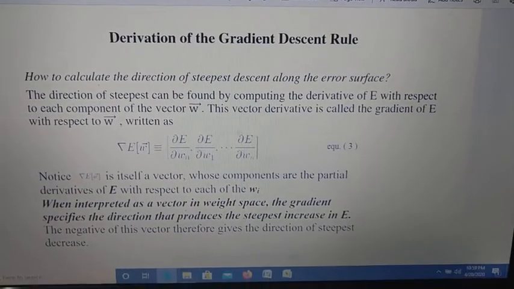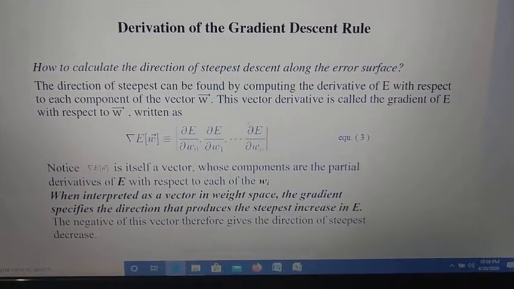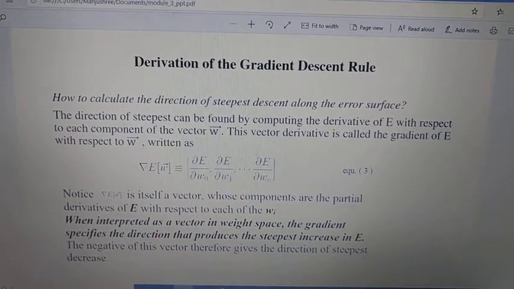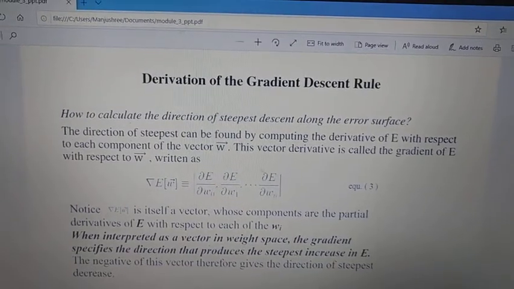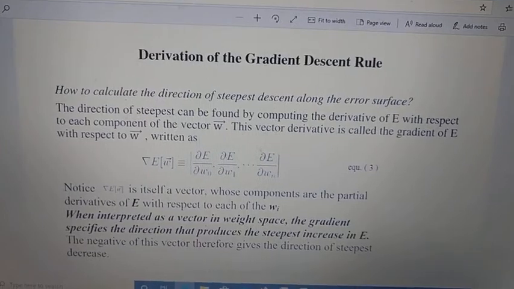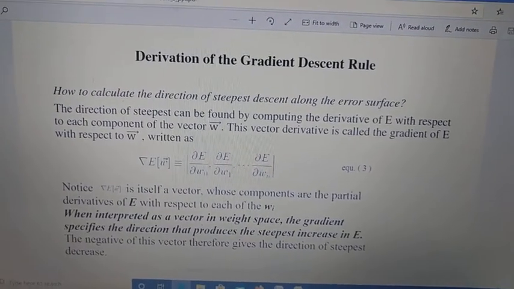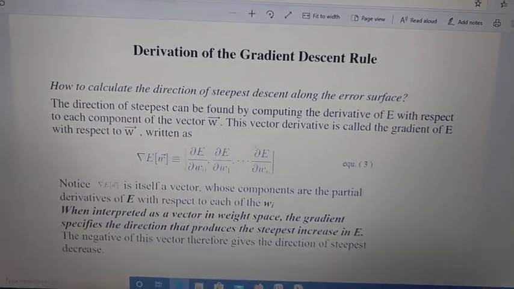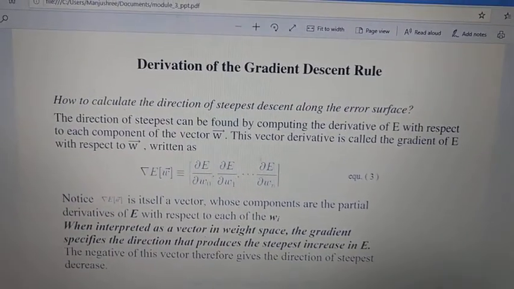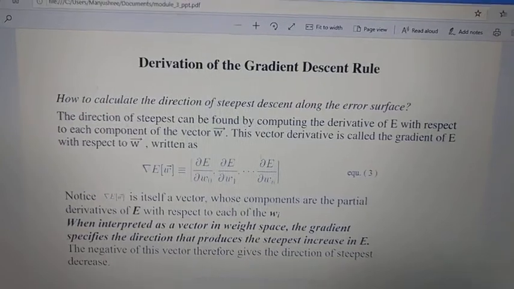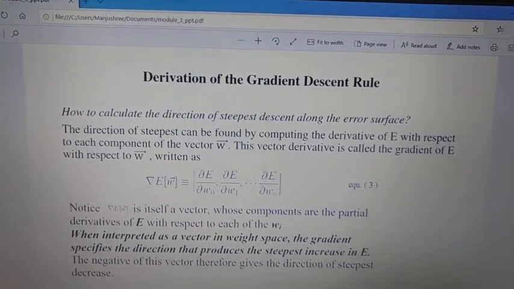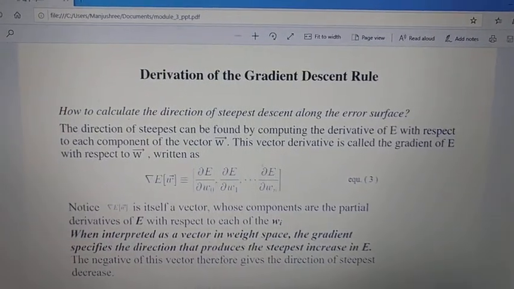Next topic is derivation of the gradient descent rule. So how do we calculate the direction of steepest descent along the error surface? If we take a negative sign, then it is a steepest decrease, and if we take the positive sign, it indicates a steepest increase. In which direction we want the steepest descent is indicated by a negative symbol.